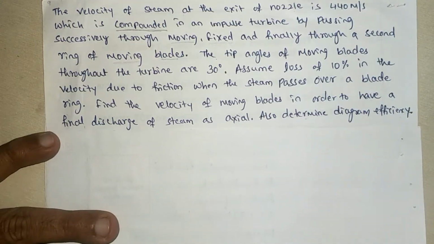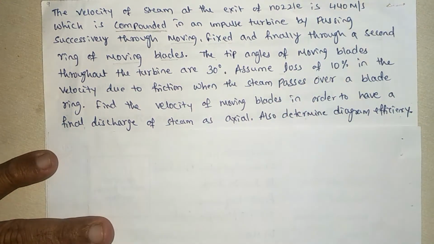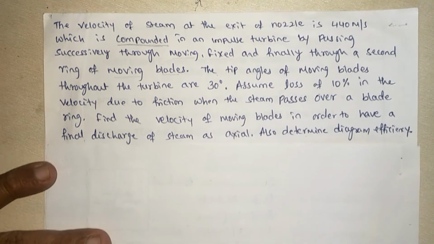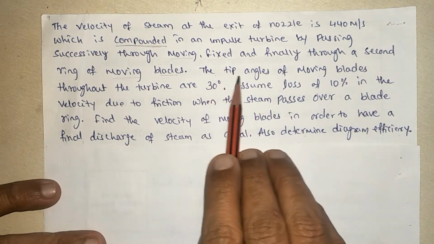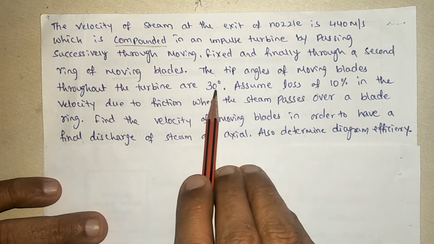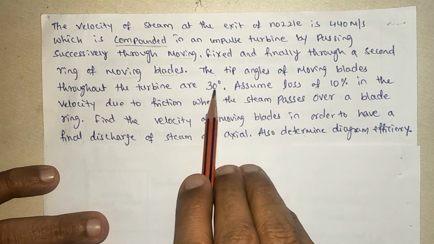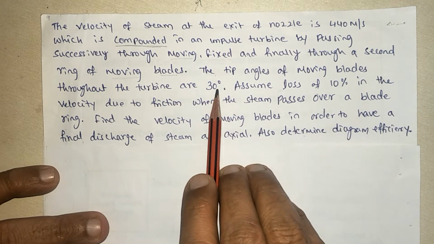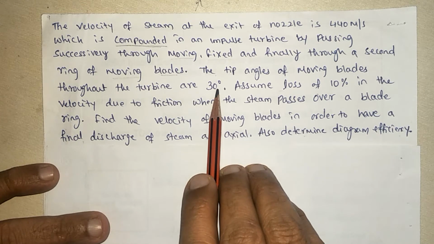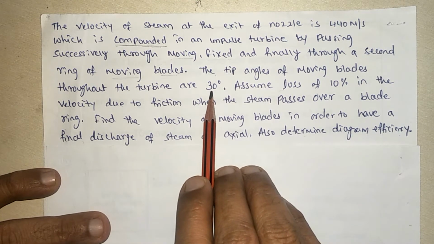Here the tip angles of the moving blades throughout the turbine are 30 degree. This is clearly mentioned. It means the beta 1, beta 2, beta 3, beta 4 values are the tip angles of the moving blade, right? Beta 1 and beta 2 are the inlet and exit angles of the blade, and beta 3 and beta 4 are the inlet and exit angles of the second ring of moving blades. Those angles are fixed here, that is 30 degree.